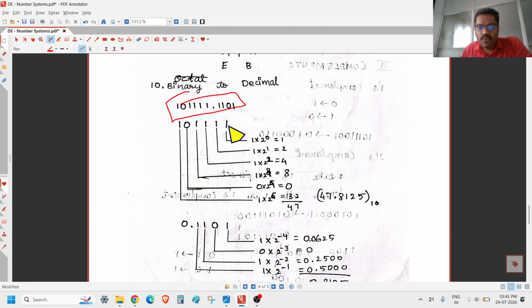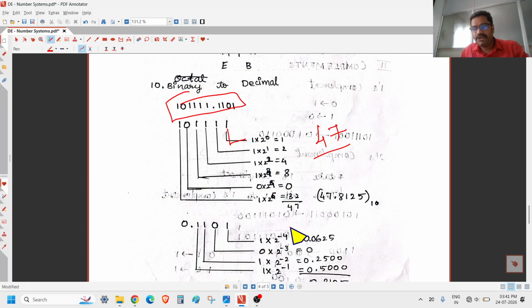You can see, this 1 is equal to 1 into 2 power 0, which is 1. For the next one, 1 into 2 power 1 is equal to 2. For the next one, 1 into 2 power 2 is equal to 4. For the next one, 1 into 2 power 3, that is 8. For the next one, there is no need for calculation, because 0 into any number is equal to 0, and the last number is 1 into 2 power 5, which is equal to 32. So the total is 47. So 47 is the decimal number for the full number, okay.